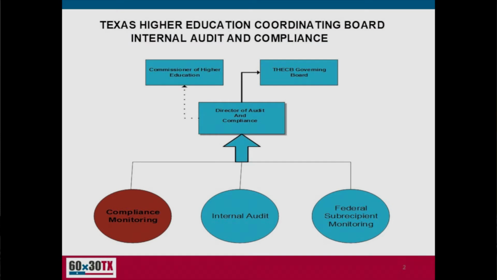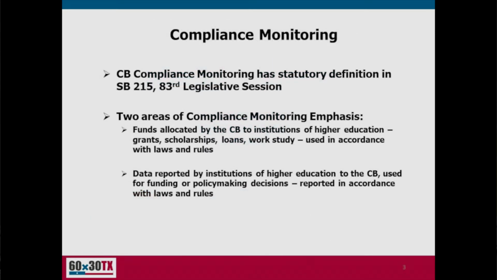So just a little bit about our organization. Like most audit shops, I report functionally to our governing board and then administratively to the commissioner. So I have three spheres of responsibility under my purview. The one in red is most applicable to this audience. I have internal audit responsibilities and we do federal subrecipient monitoring, but compliance monitoring is the piece where we regularly interact with your institutions. So I'll delve into that one a bit more.